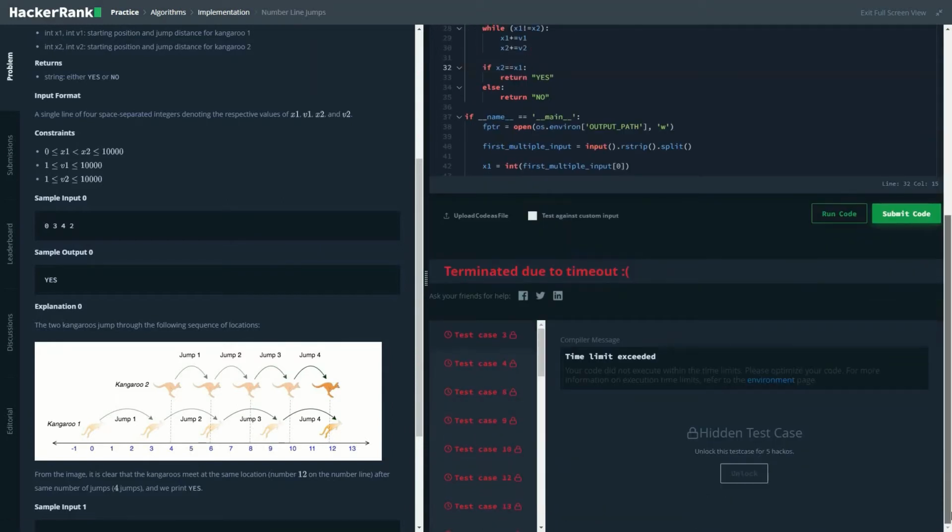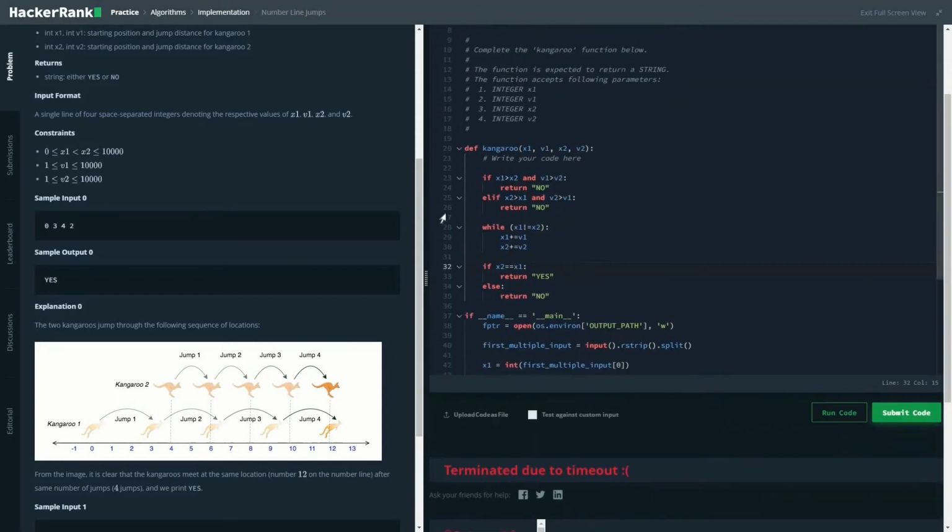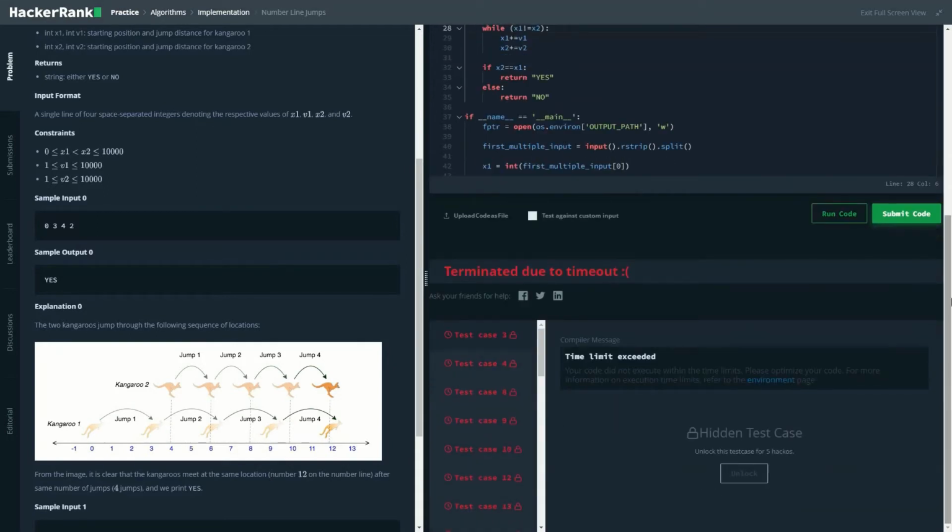As you can see, it is suffering from a runtime error. The reason is that there could be some instances where x1 and x2 would never be the same, and in that case it is just going into an infinite loop. This while loop is not getting closed and goes into an infinite loop, so we are facing a runtime error.